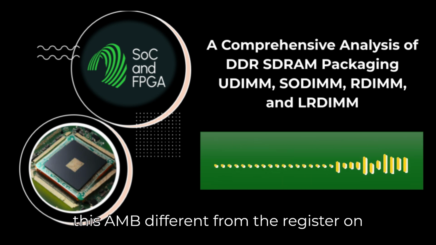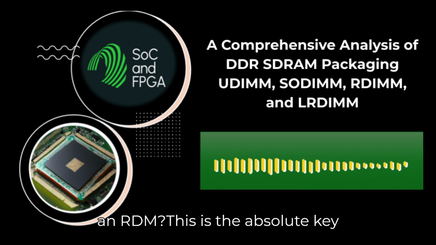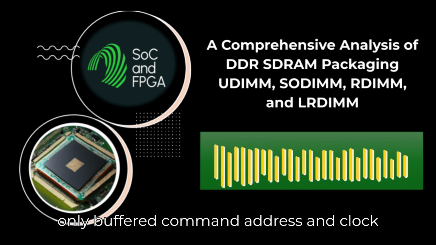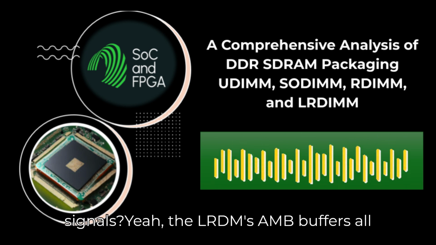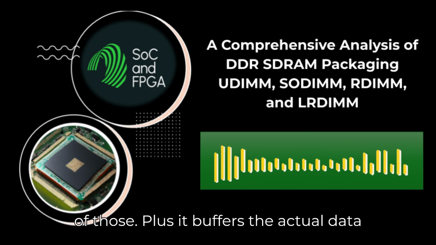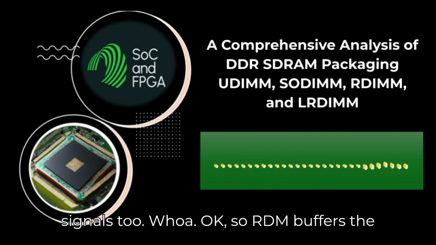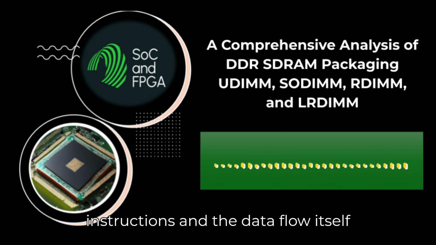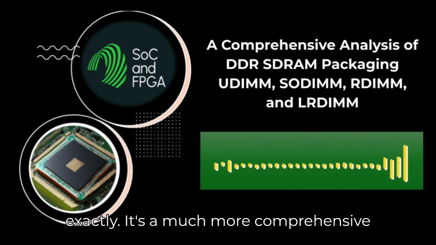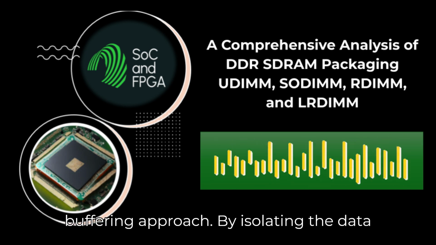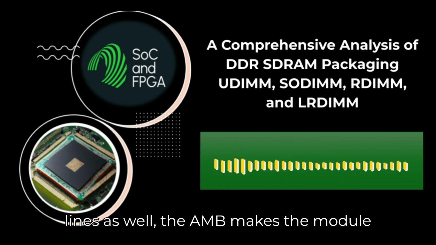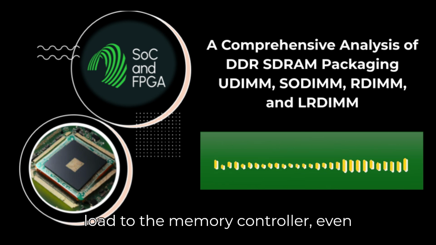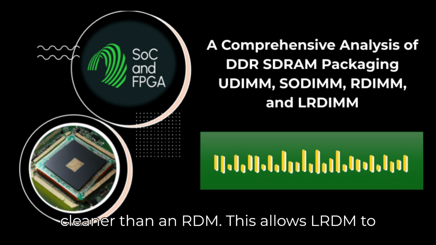And what makes this AMB different from the register on an RDIMM? This is the absolute key difference. Remember how the RDIMM register only buffered command, address, and clock signals? Yeah. The LRDIMM's AMB buffers all of those, plus it buffers the actual data signals too. Whoa, okay, so RDIMM buffers the instructions, but LRDIMM buffers the instructions and the data flow itself. Exactly. It's a much more comprehensive buffering approach. By isolating the data lines as well, the AMB makes the module look like a single, very clean electrical load to the memory controller, even cleaner than an RDIMM.